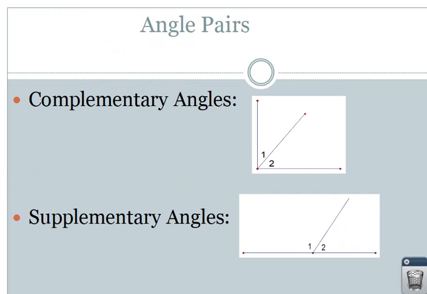Two more, complementary and supplementary. Complementary angles mean that they add up to 90 degrees. So in this picture, angle 1 and angle 2 add up to 90 degrees. And then supplementary angles add up to 180 degrees. So in this picture, angle 1 and angle 2 add up to 180 degrees, a straight angle. These are kind of important vocab words. These will pop up a lot.